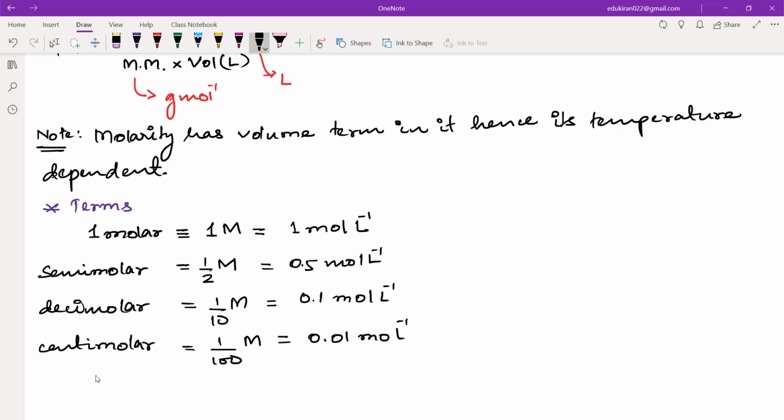Then the last one is millimolar. So millimolar is, what is 1 milli? Milli is equal to 1000. So this is 1000. 0.001 moles per liter.